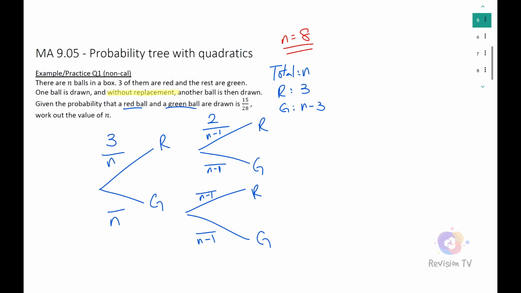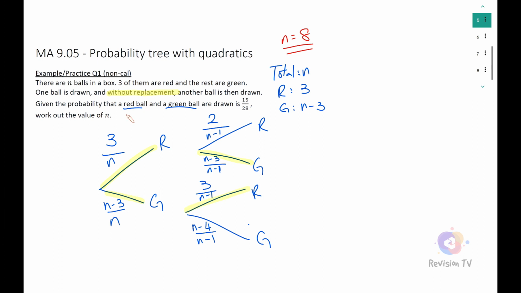First draw red, second time the green will remain the same as n minus 3. The first time we draw green, it'll be n minus 3 over n. But the second time we draw green, it'll be 1 less. Now, n minus 3 minus 1 is n minus 4. For red, it will stay the same, 3, because the first time we drew a green, there were still 3 red. Now, we want a red and a green ball, so red and green, or green and red.